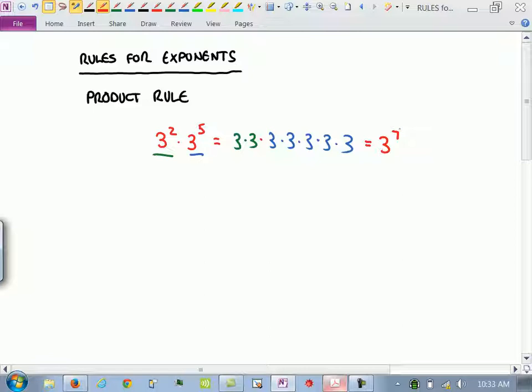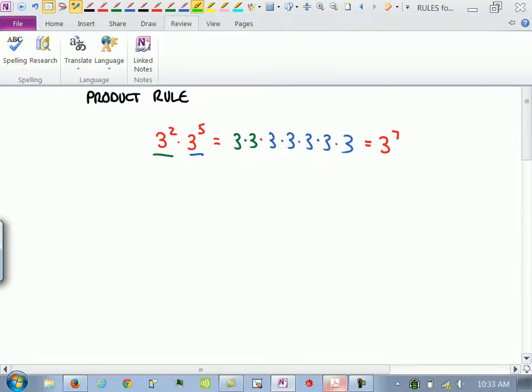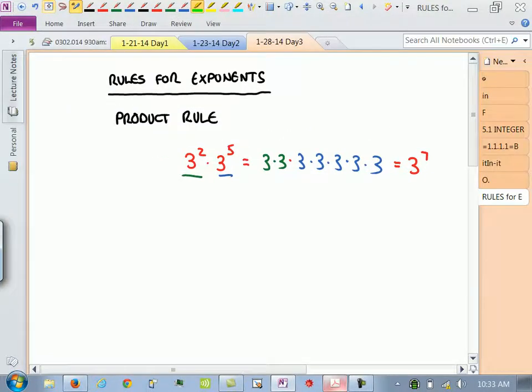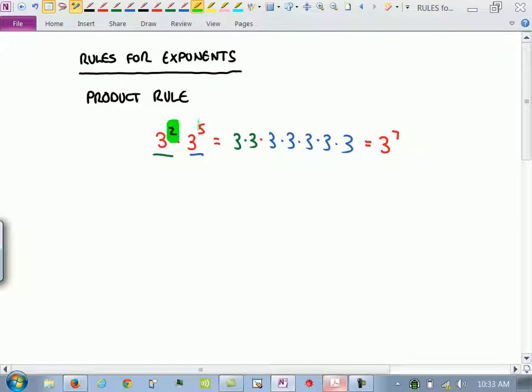How else could we have gotten that 7? Look back at the original problem. Where do you think that 7 actually comes from? If I take that 2 up there on the 3 and the 5 there, and I add them together, I get 7, don't I? That's not a coincidence. That is the rule. The rule says that if you have the same bases, and you multiply them, product, the rule is that you just add the exponents together.